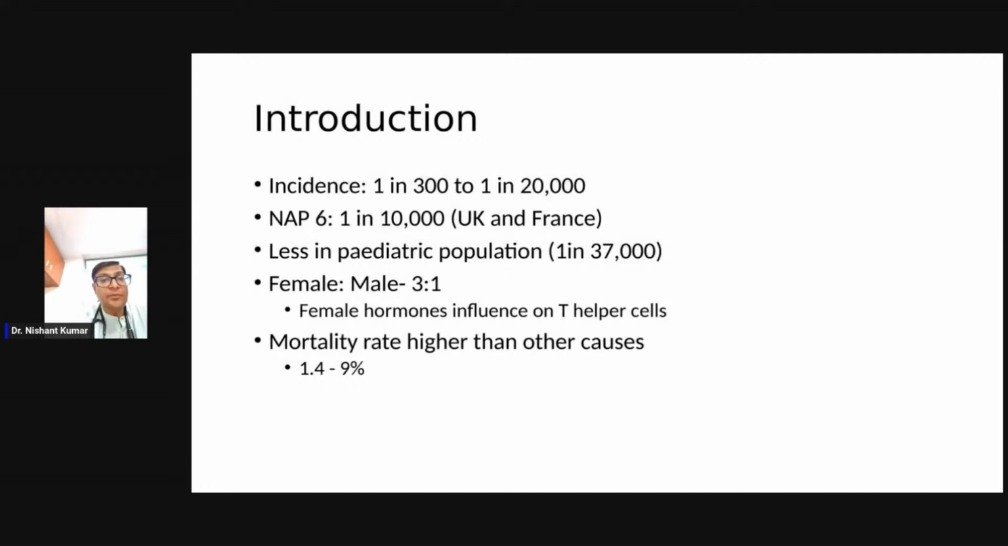It is much less in the pediatric population and more common in females, with a preponderance of 3:1. And the mortality rate as compared to other causes is much more, as much as 9 to 10%, as compared to other causes of mortality. Next, please.